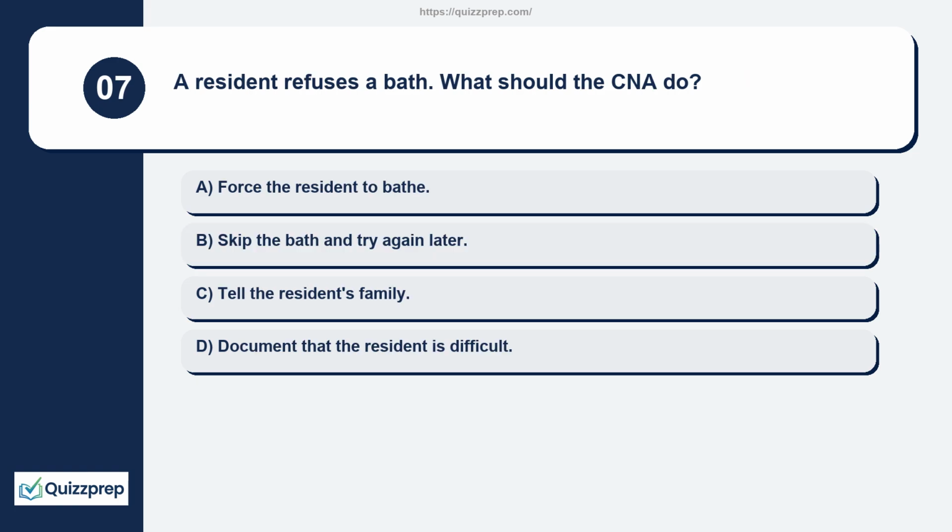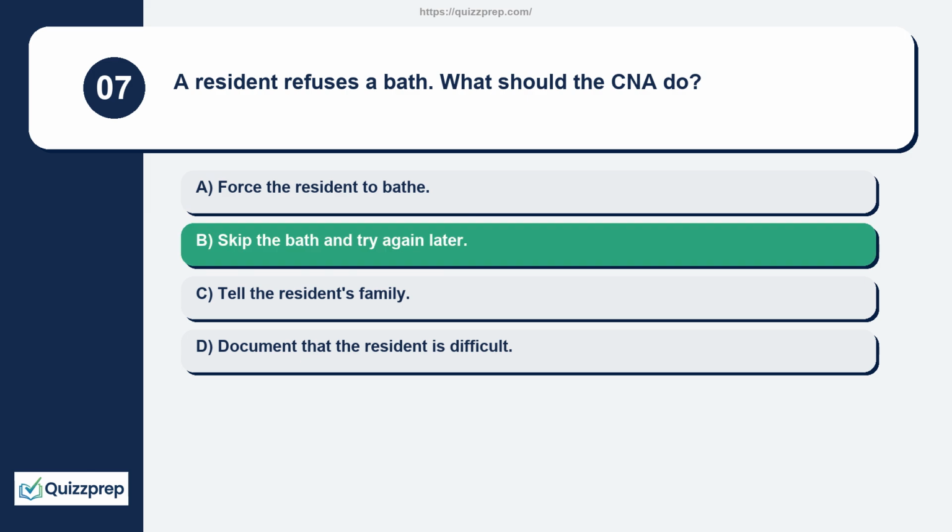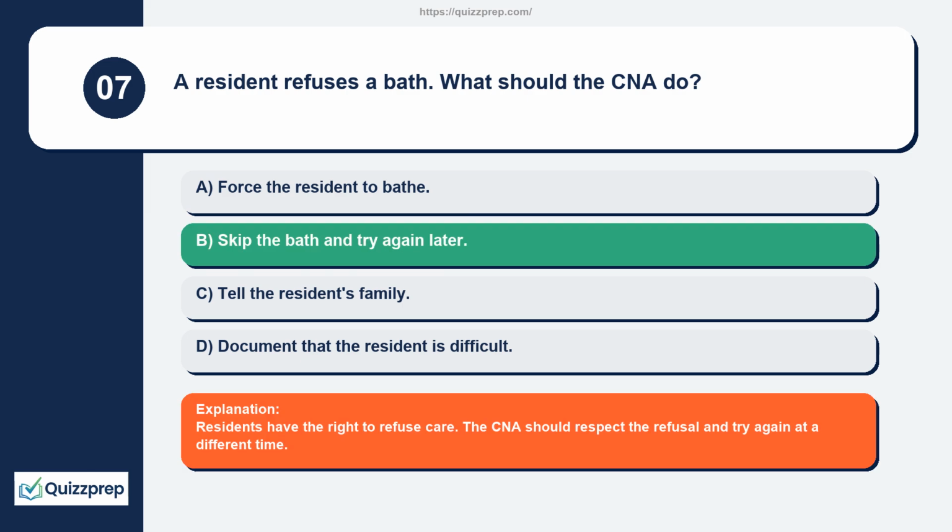Question 7. A resident refuses a bath. What should the CNA do? Force the resident to bathe, skip the bath and try again later, tell the resident's family, document that the resident is difficult. Residents have the right to refuse care. The CNA should respect the refusal and try again at a different time.